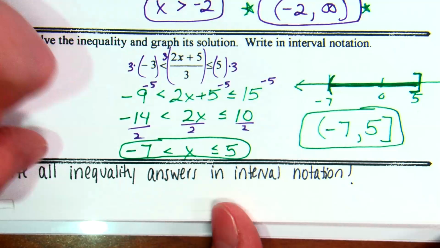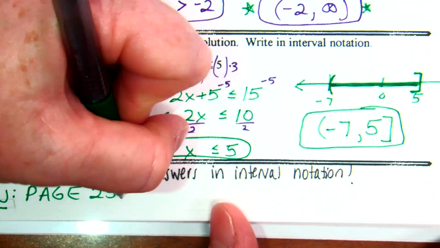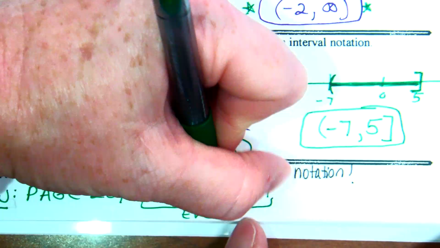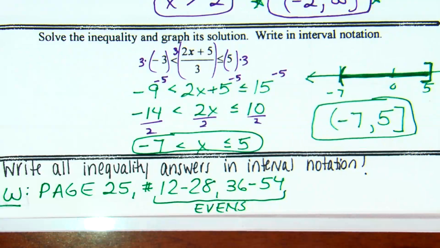Your homework on page 25. Numbers 12 through 28, 36 to 54, and again, all evens. Okay. Work on that for Monday, please.